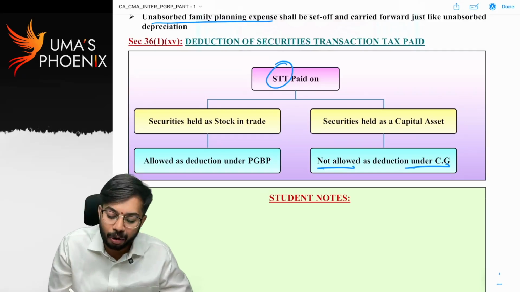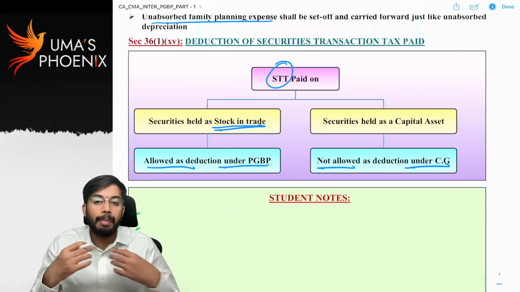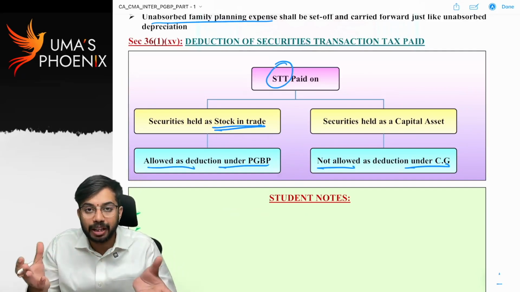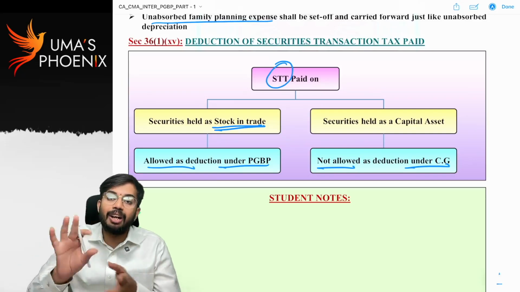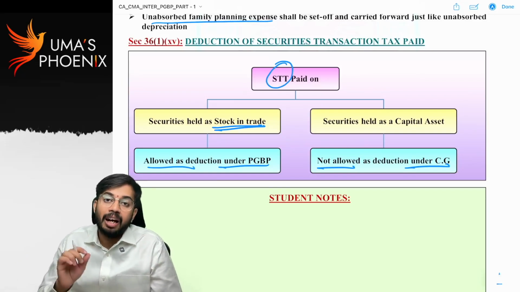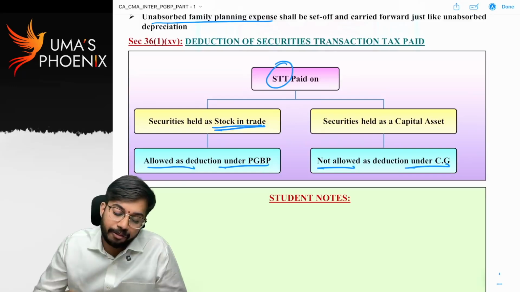But whenever you are holding securities as stock in trade, then securities transaction tax is allowed as deduction under PGBP head. My main business is buying and selling of shares. As part of the business, I am paying securities transaction tax. That is allowed as expenditure to me under the head PGBP under section 36(1)(xv).